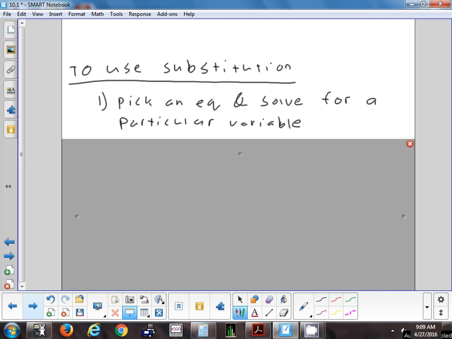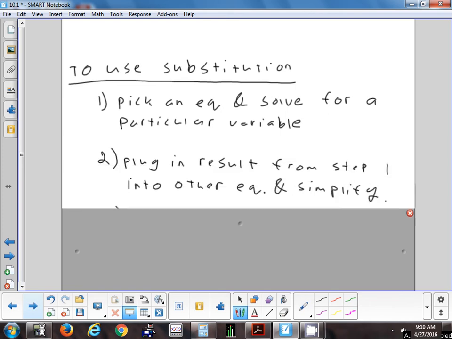All right, so basic idea with substitution. You pick an equation, and you have to get a variable by itself. You've got two equations to pick from. Pick whichever one is easier, and solve for a variable. After you do that, you're going to take your result from step 1, and plug it into the other equation. It'll make more sense when we do an example.